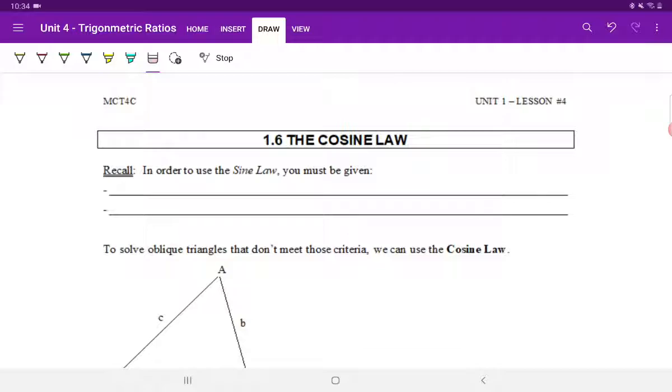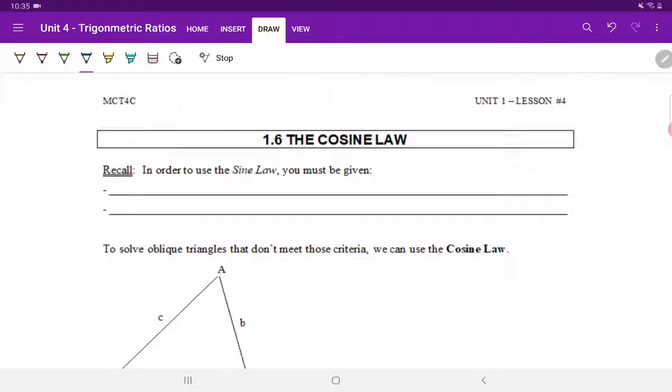All right, so before we begin, let's recall when to use the sine law, because your challenge, I suppose, is based on the question that's given to you. You're going to have to know whether to use the sine law or to use the cosine law.